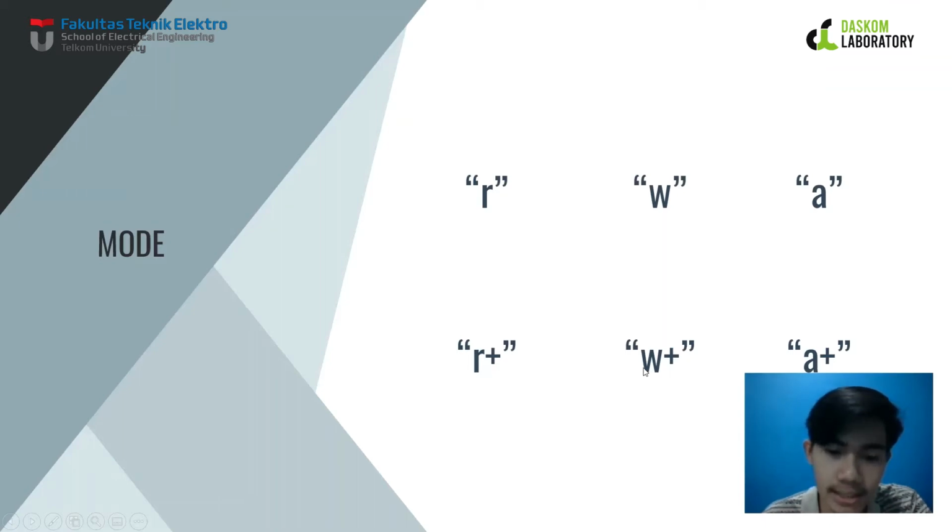Next, there is the w+ mode. It means just like w, it will open the file for the writing process, but it can also be used for the reading process. There is also the a+ mode. It means the same as a, but it can also be used for the reading process.